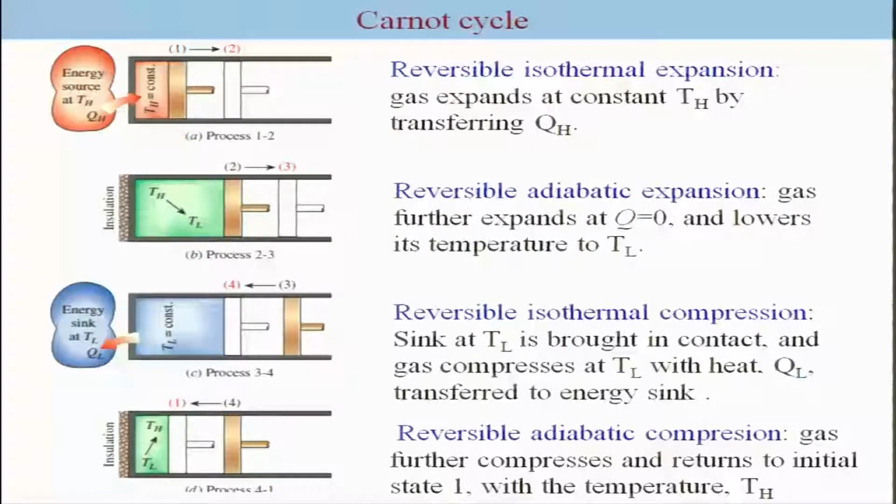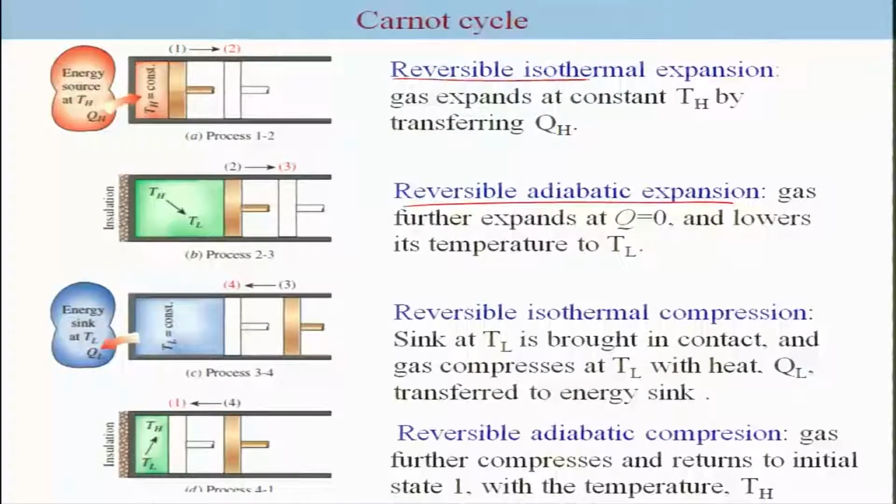Upon expansion from 1 to 2, the system is insulated and continues to expand. While it continues to expand, the temperature reduces from TH to TL. So, it is a reversible adiabatic expansion of the gas. This is a reversible adiabatic expansion.